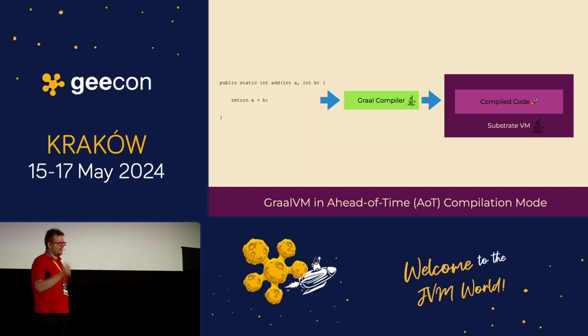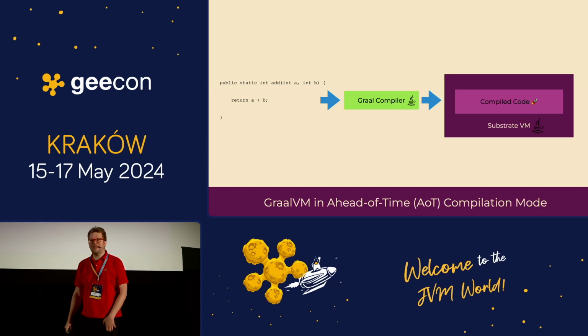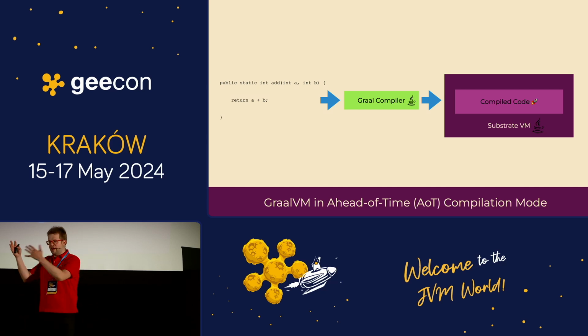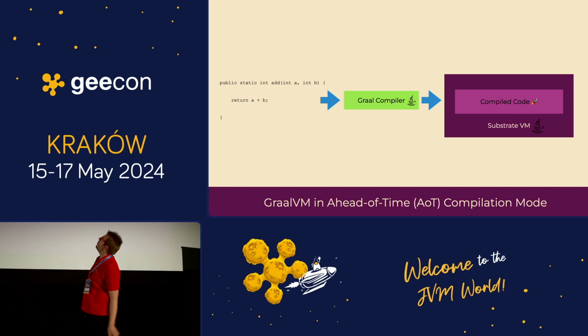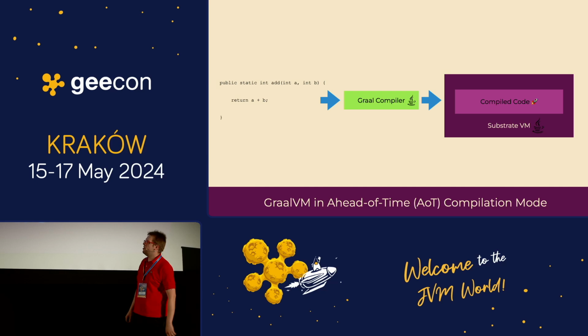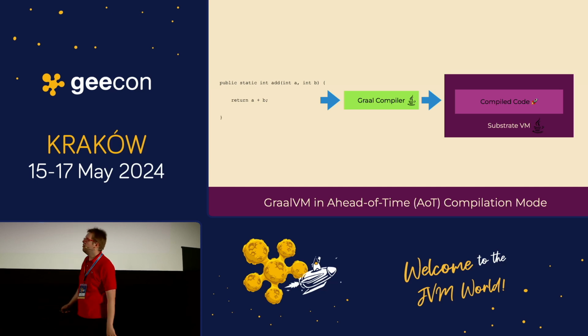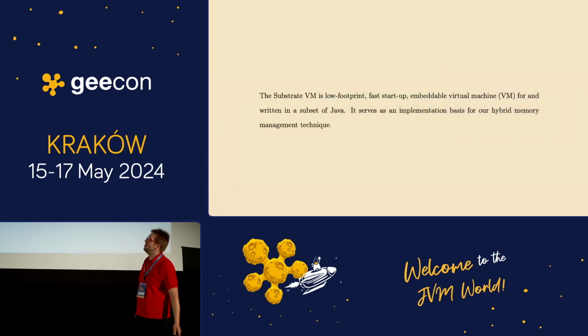In practice, that means that we can run it outside of the context of the virtual machine. And this is ahead-of-time compilation. You take your code, and you run the Graal compiler, which compiles Java code to machine code. Then it is run on something called Substrate VM, which is a thin version of the virtual machine from which all the unnecessary parts were removed. Substrate VM is a low-footprint, fast-startup, embeddable virtual machine written in a subset of Java. So it was written in Java.